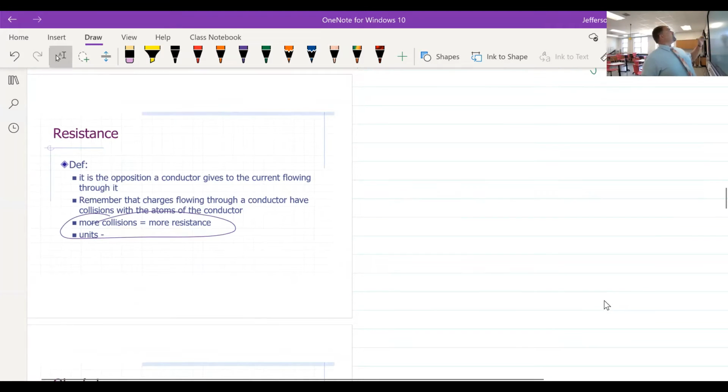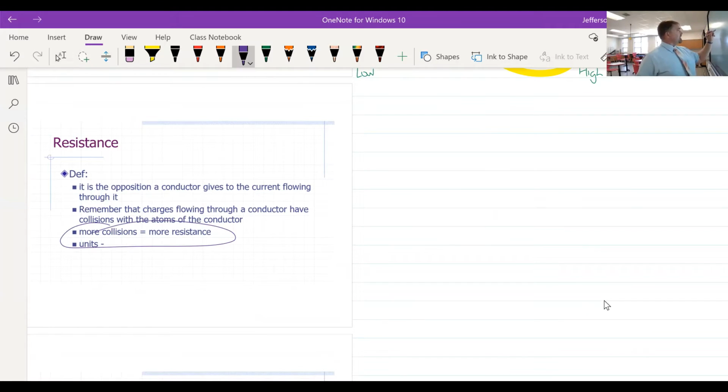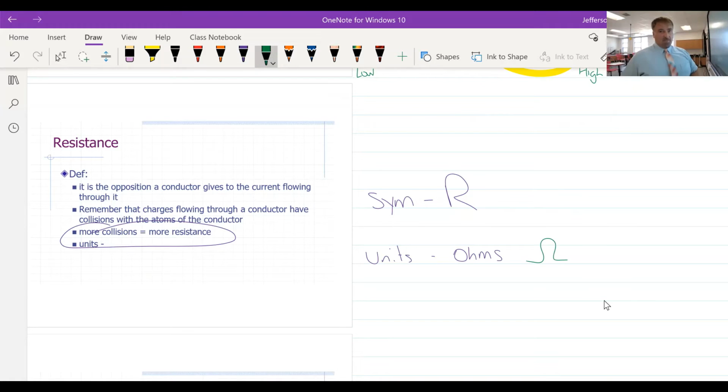But our units for resistance, actually, I'll give you the symbol first. The symbol of resistance is a capital R. Yay, something that makes sense. The units, however, are measured in ohms, O-H-M-S, okay? And rather than write that as an O, we can't because O looks an awful lot like a zero. You don't want that. We use the Greek letter omega, a capital omega.